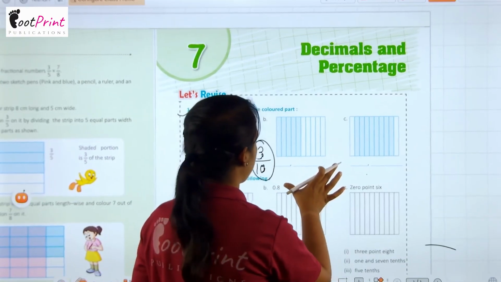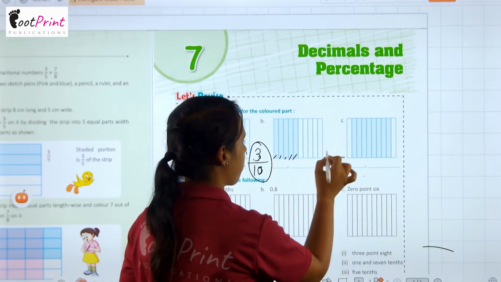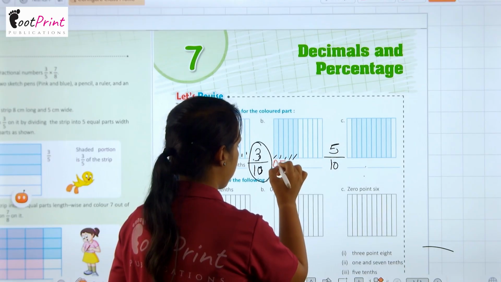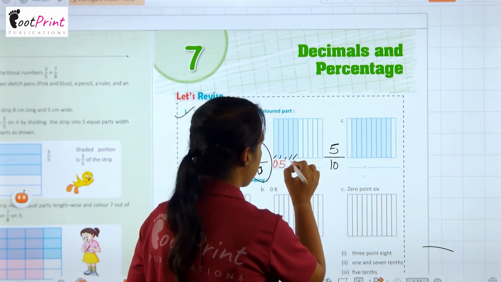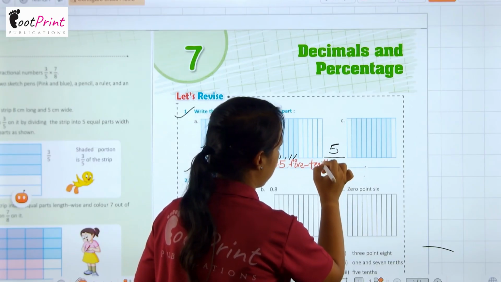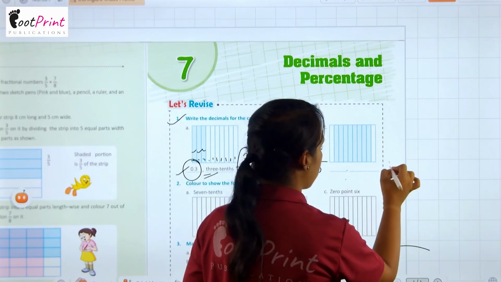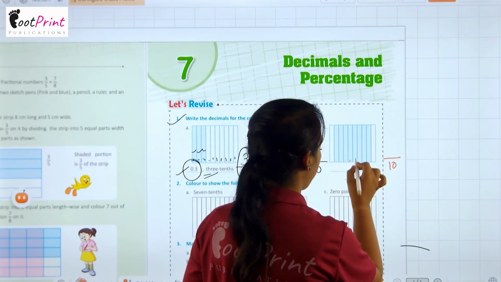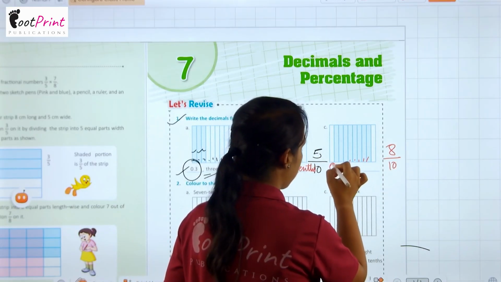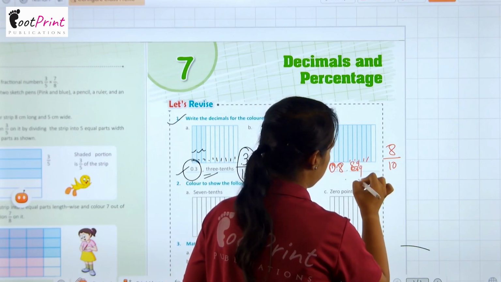In the same way, the next one. Here our total parts are 10 and 1, 2, 3, 4, 5 parts are shaded. So here we can write 0.5. And how do we write it in words? We write 5 tenths. Now in the same way, the next one. Here we have 10 parts total and 1, 2, 3, 4, 5, 6, 7, 8. 8 parts are colored. So we can write it as 0.8 and written as 8 tenths.